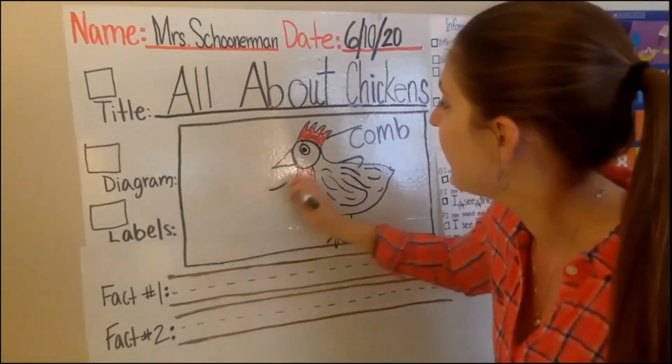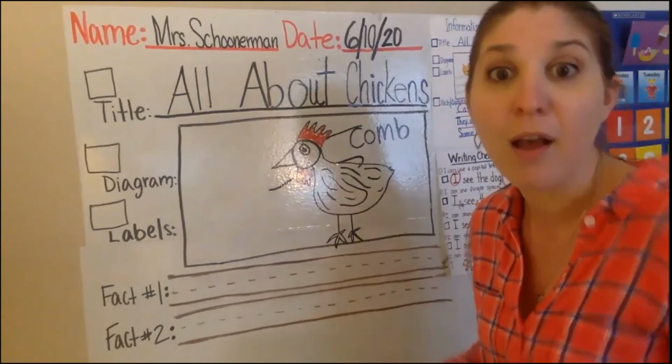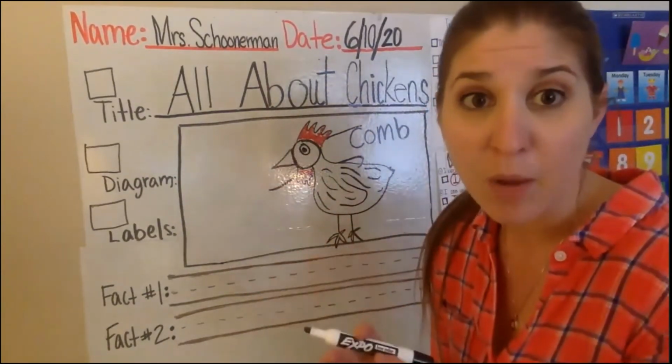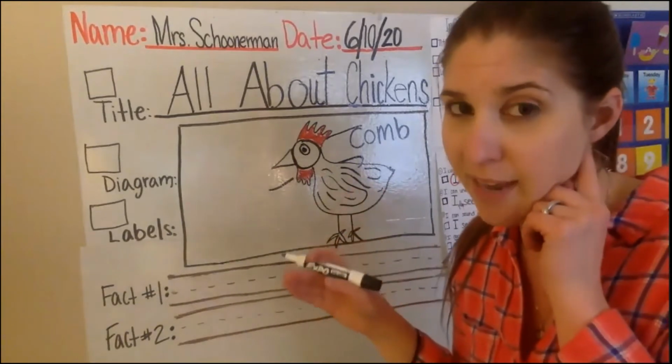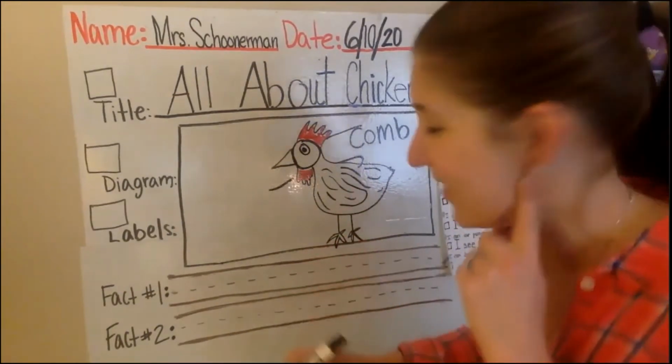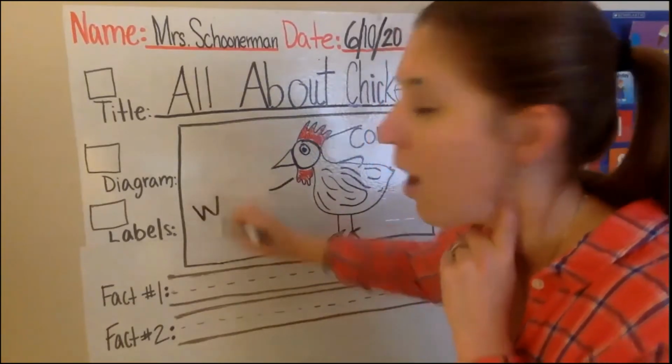All right. Next thing I want to label is that little thing that dangles from their chin, from their neck. And that is called the waddle. And this is how to spell waddle. Let's listen to the beginning sound. I bet you know this one. W, w. Yes, write a W down.